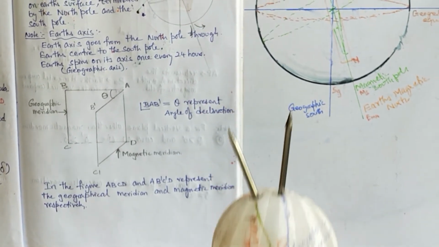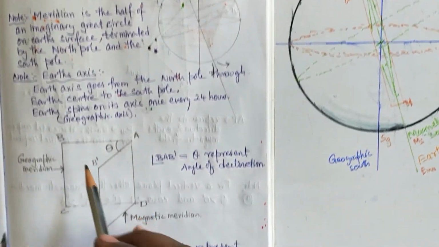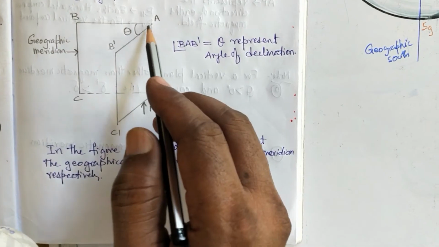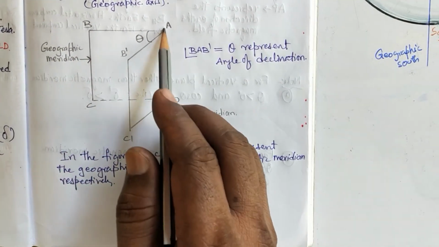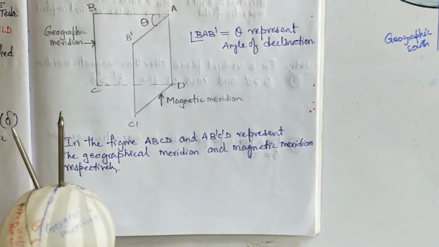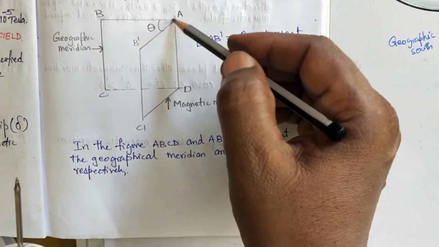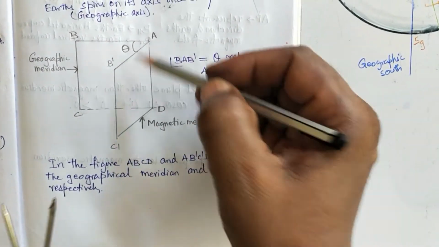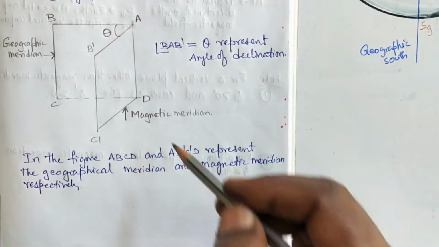So for a better understanding, I have drawn a diagram here. I have represented the geographic meridian as a rectangular plane, marked as ABCD. This is the geographic plane which I have shown here. And this is the magnetic meridian, the magnetic plane, the plane of the magnetic meridian. The angle made between these two is called the angle of declination.